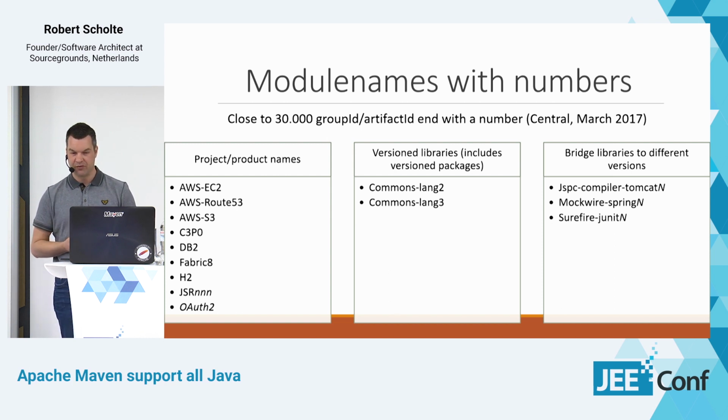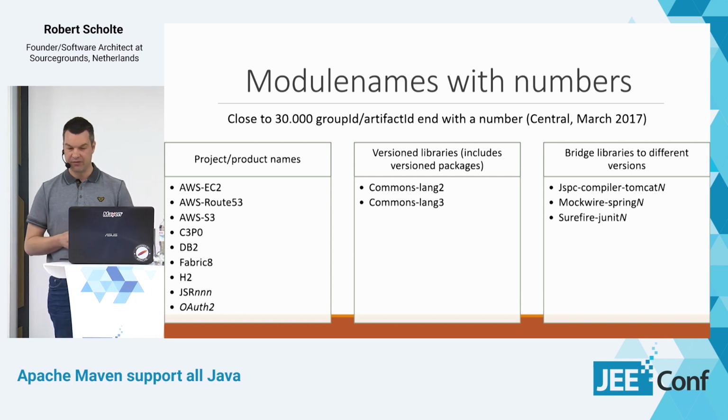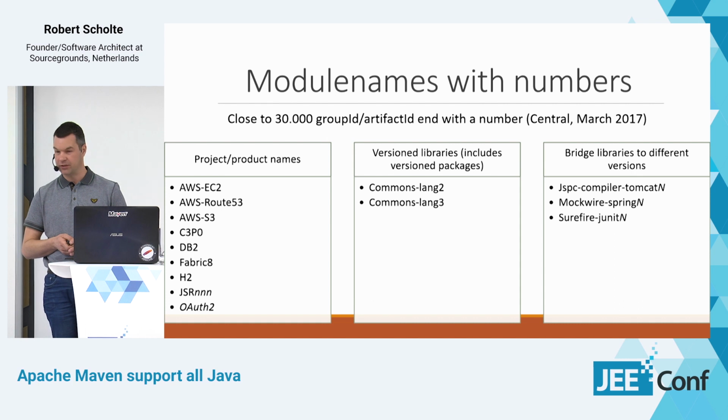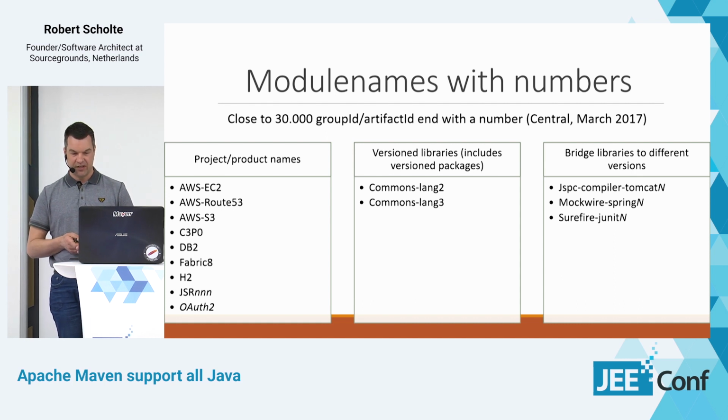The second group are versioned libraries, and Commons Lang, I think, is a good example of what they did. Because of this, it is possible to have both Commons Lang 2 and 3 on the class path, whereas if they had been the same, it wouldn't work, as Commons Lang 3 is not backwards compatible with Commons Lang 2. So by having 2 separate artifact IDs and separate packages, it is possible to have both of these artifacts on your module path or on your class path.